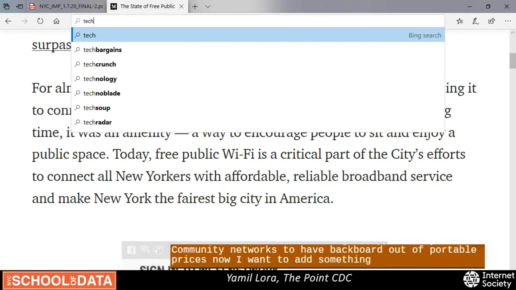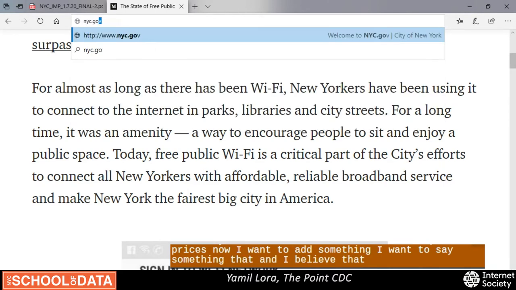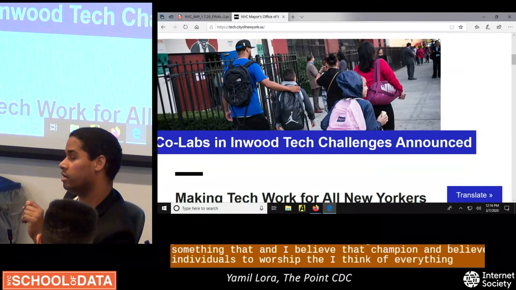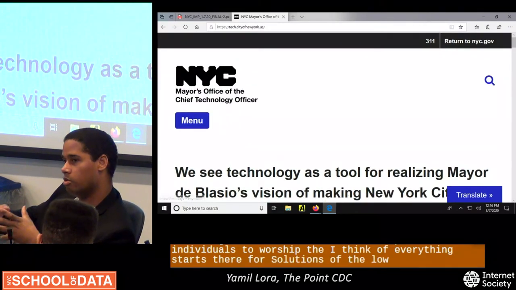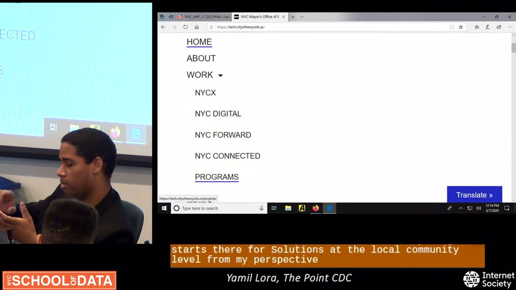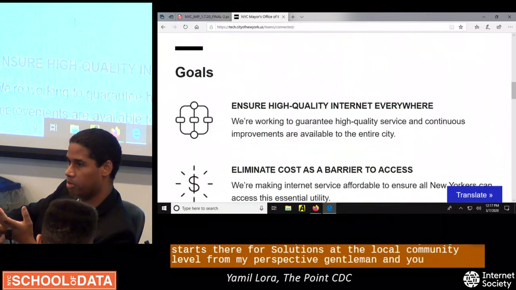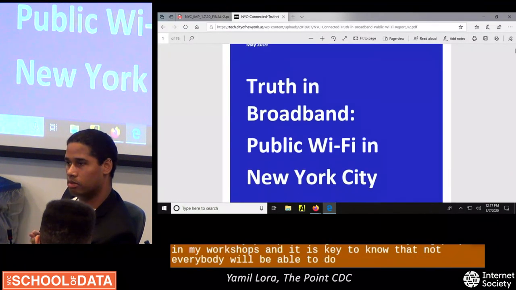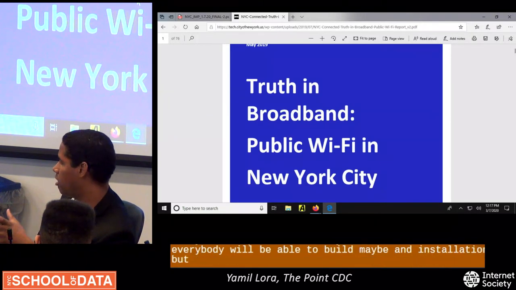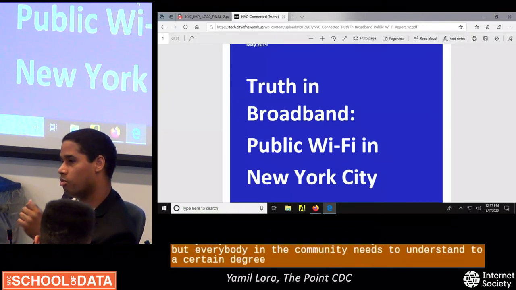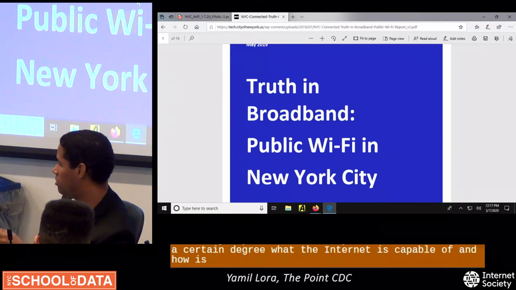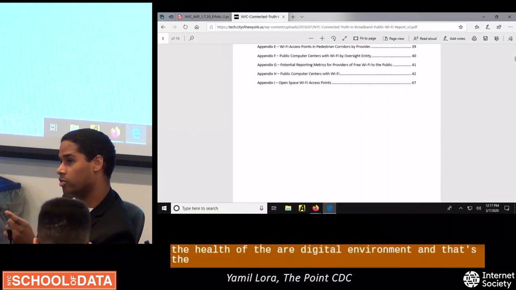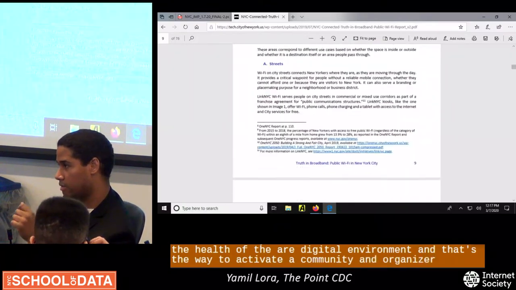Now, I want to add something. I'm a great champion and believer in digital stewardship. I think everything starts there for solutions at the local community level, from my perspective. You can see I've had gentlemen and young people in my workshops. It is key to know that not everybody will be able to build an installation, but everybody in the community needs to understand to a certain degree what the internet is capable of and how it affects you, so that we can all contribute to the health of our digital environment. And that's a way to activate our community and organize. So I think that's a key thing.